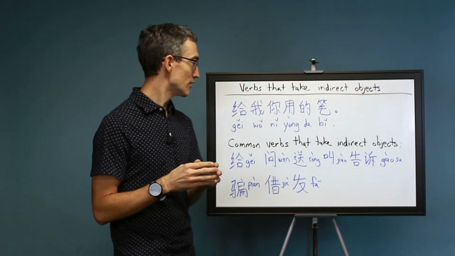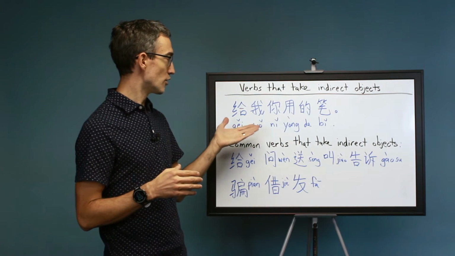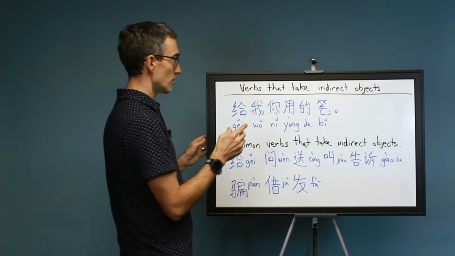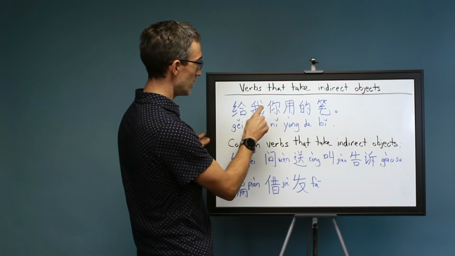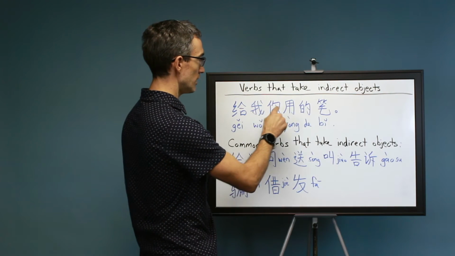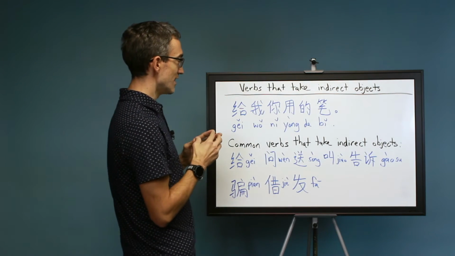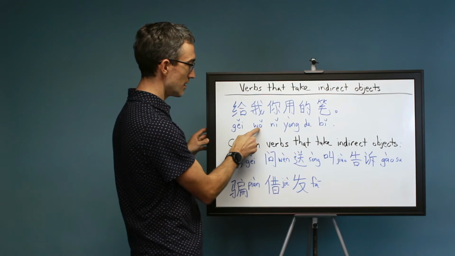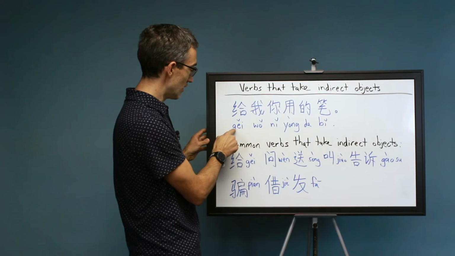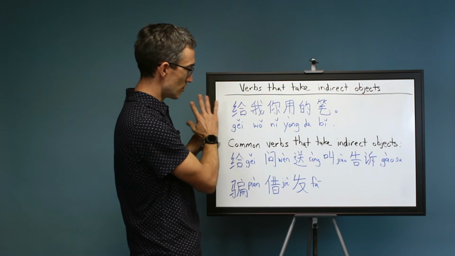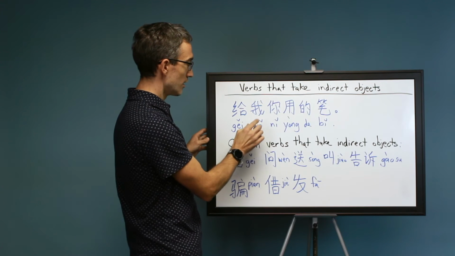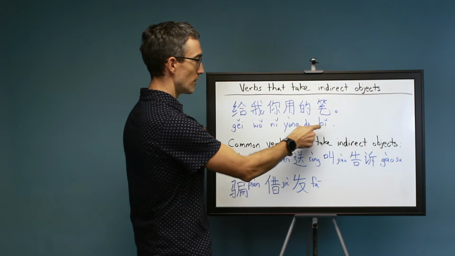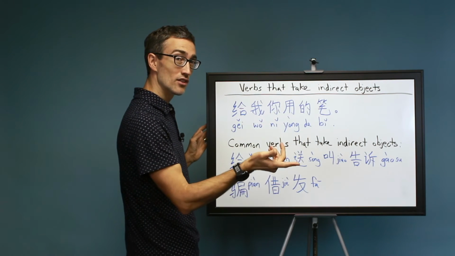Let me first start by giving you an example of a verb and a sentence that uses an indirect object in Chinese. This is 给我你用的笔. It's give me, 给我, give me. So me is the indirect object. Give is the verb. It's a command, so there's no subject. Give me, give it to me. Give me, that's the indirect object. What? The pen. Which pen? The pen that you're using.